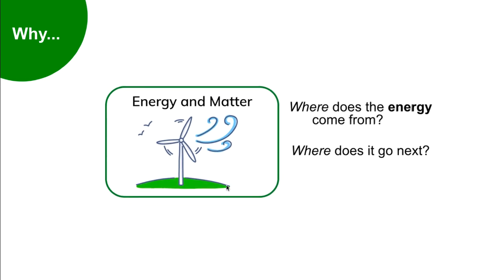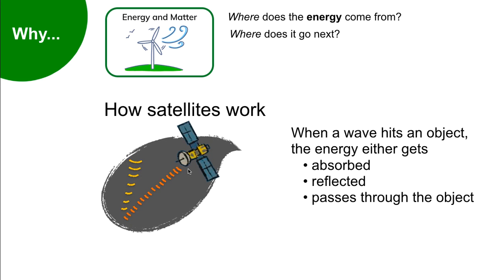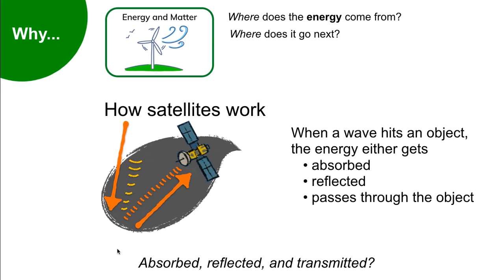When it comes to satellites, the energy that they see travels in waves, and so to track that energy, we need to recognize that when a wave hits an object, the energy either gets absorbed, reflected, or passes through the object. And so that's our mantra: absorbed, reflected, or transmitted. When light hits a tree, how much energy gets absorbed, reflected, or transmitted? A magnifying glass? Absorbed, reflected, transmitted.